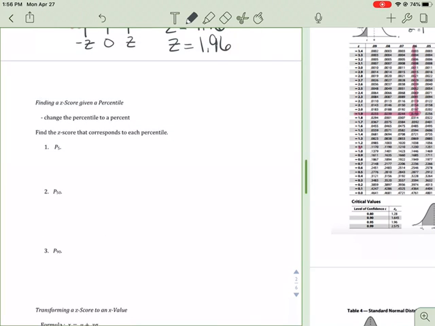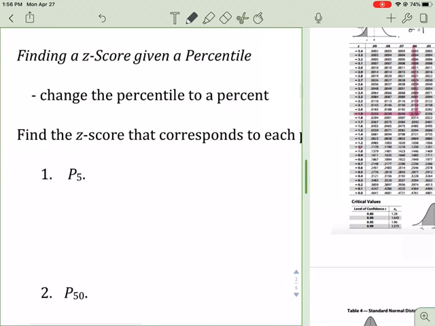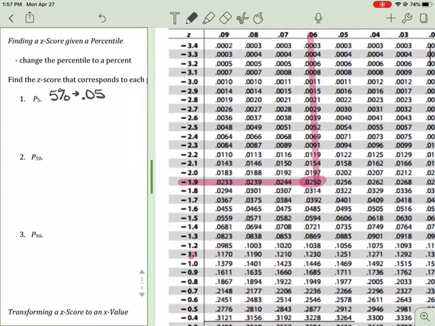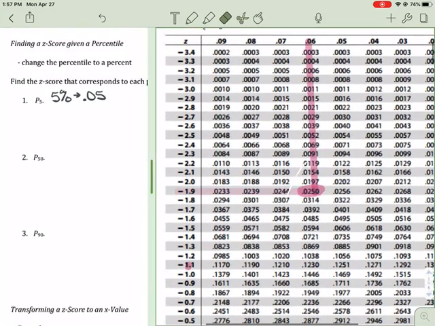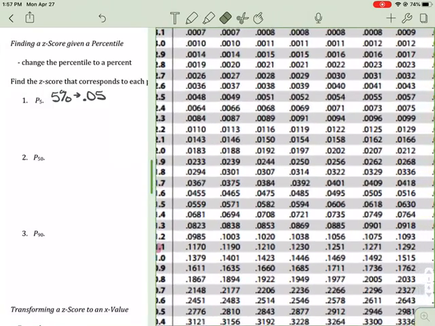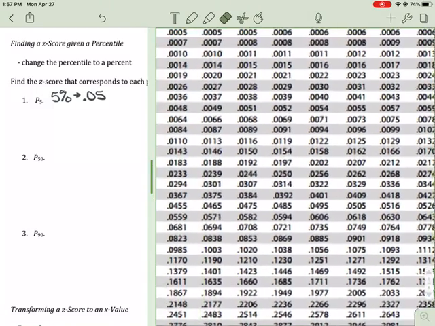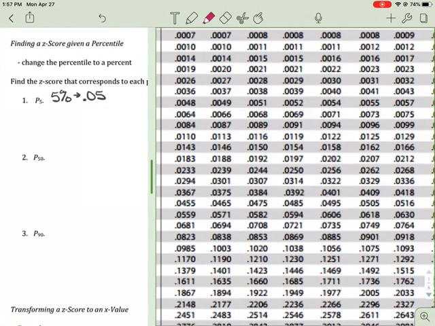So we're going to do the same thing as we're given a percentile. The key here is to change your percentile to a percent. So this percentile is 5%, which we're going to change to 0.05. Now again, percentile means from that number to the left, below, how much percentage of the data is below that. So we have 5% of the data, so we're going to want to find the z-score that corresponds to that. Okay, so 5%, 0.05, so we're going to be looking for 0.05 in our chart.